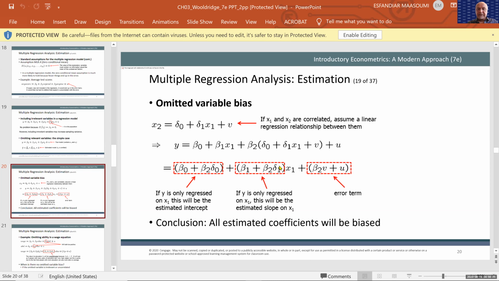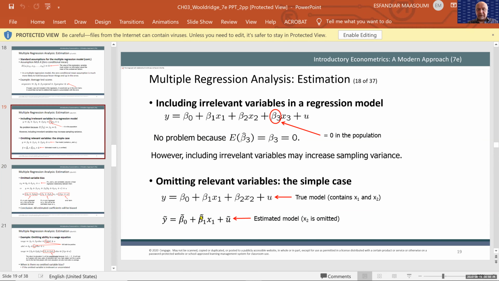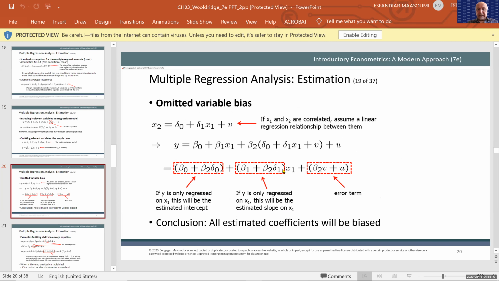My estimate, beta 1 tilde, from the bivariate regression, is going to be having an expectation equal to this guy, which means it's not beta 1. So this is beta 2 times delta 1 is the bias, is what's stopping my OLS estimator to be unbiased for beta 1. Okay. Omitted variable bias depends on partial effect of the omitted variables and the degree of relationship between omitted and included.